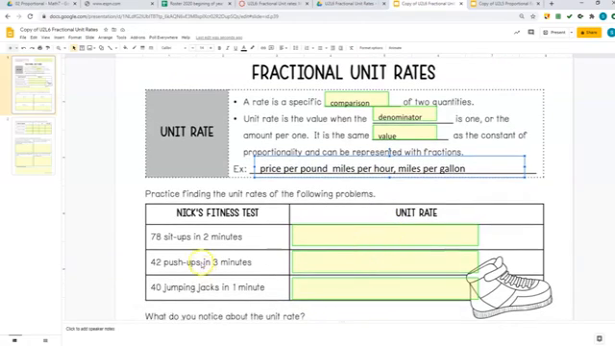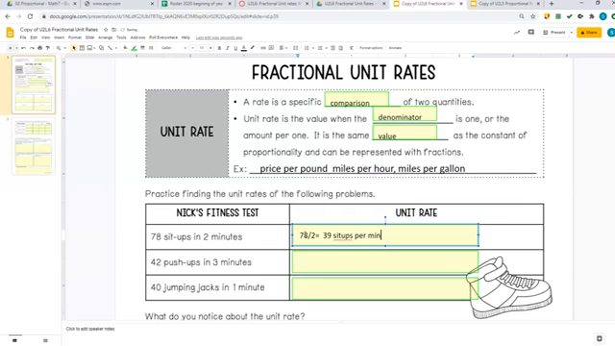Remember, in is another ratio word there, so we're going to take 78 divided by 2, and there we're going to get 39 sit-ups per minute. And I'm going to often use MIN for short for minutes, because we have a lot of M words that we're going to use, like miles, but min is going to be short for minutes. Now we have 42 push-ups in 3 minutes. In is another ratio word, so we're going to do 42 divided by 3. Go ahead and complete that division.